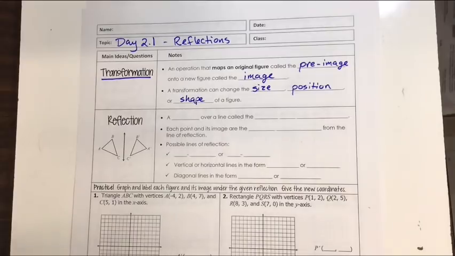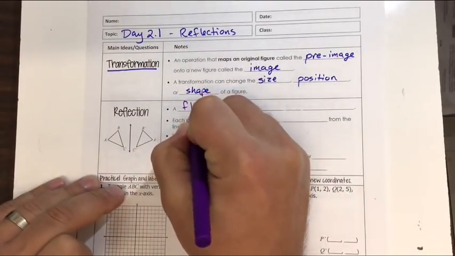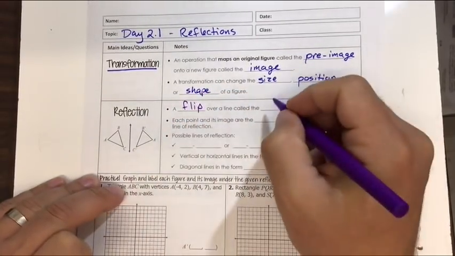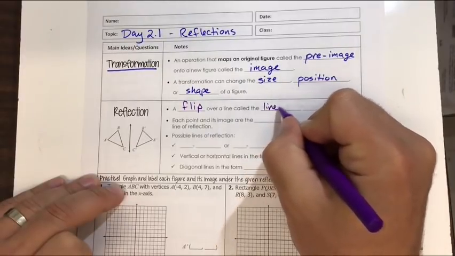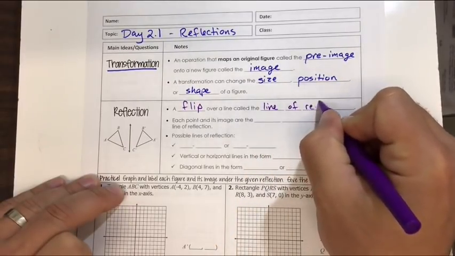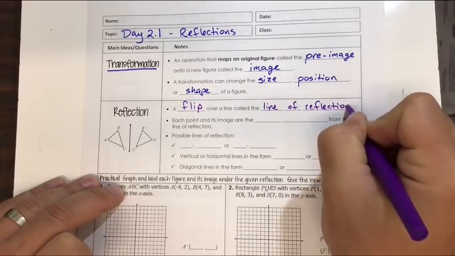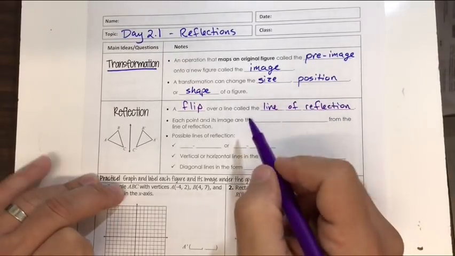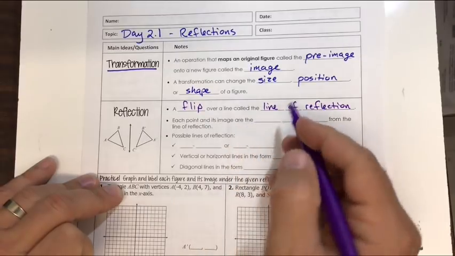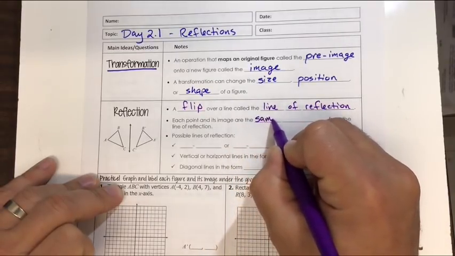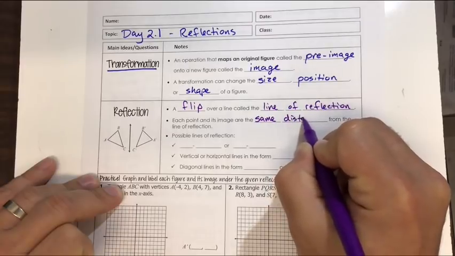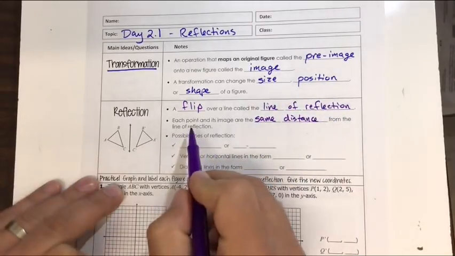So we're going to look at one major transformation today, reflection. There are four main transformations we're going to look at. The first one is called a reflection. A reflection, in general terms, is a flip over a line that is called the line of reflection. In a reflection, each point and its image are the same distance from that line of reflection.